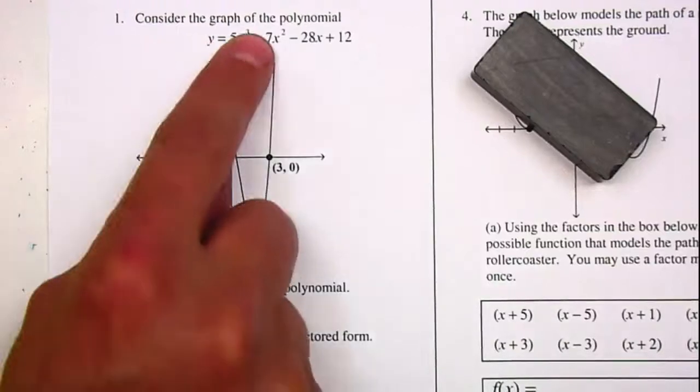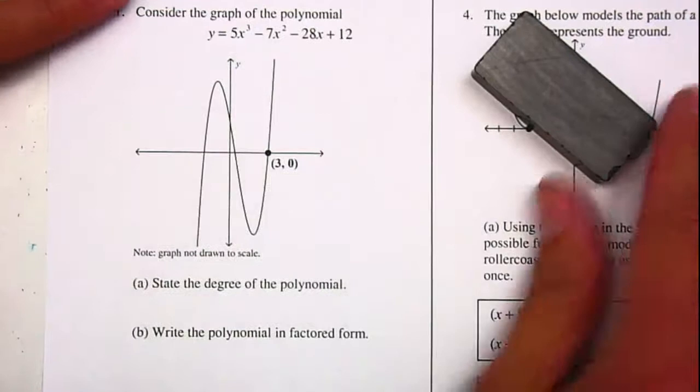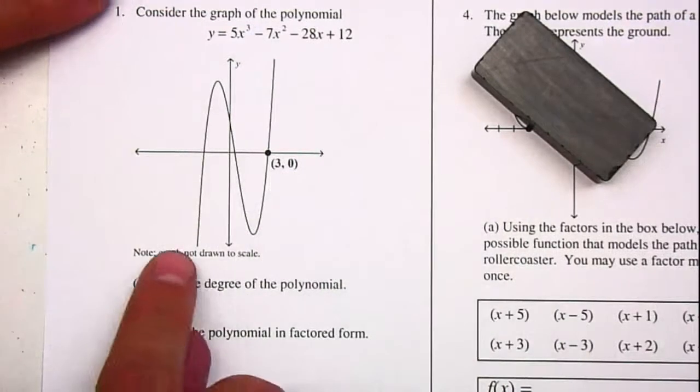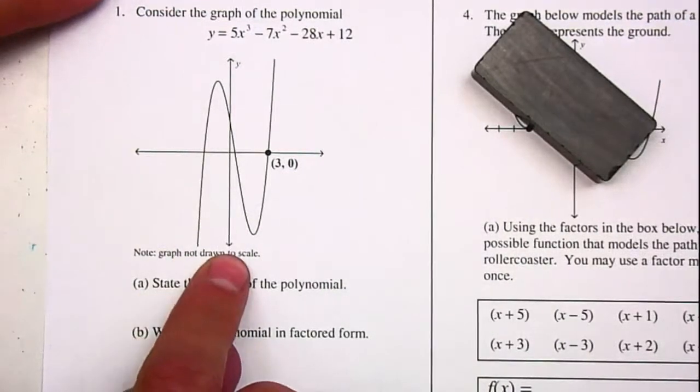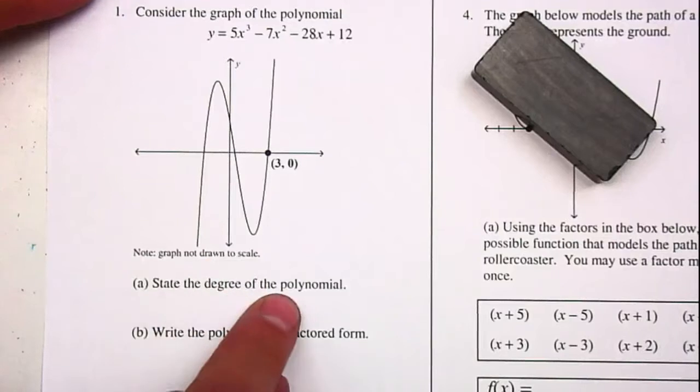Consider the graph of the polynomial. They give you a polynomial and they graph it for you. And notice that the graph is not drawn to scale. The first question is to state the degree of the polynomial.